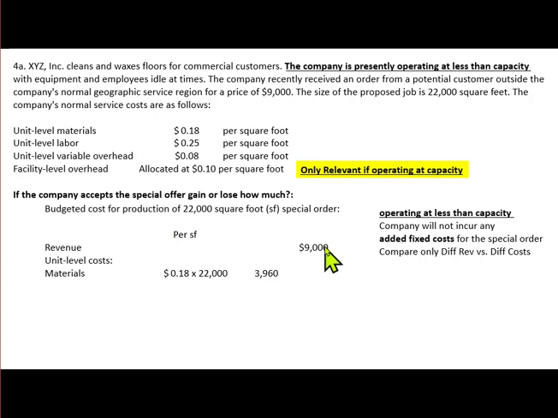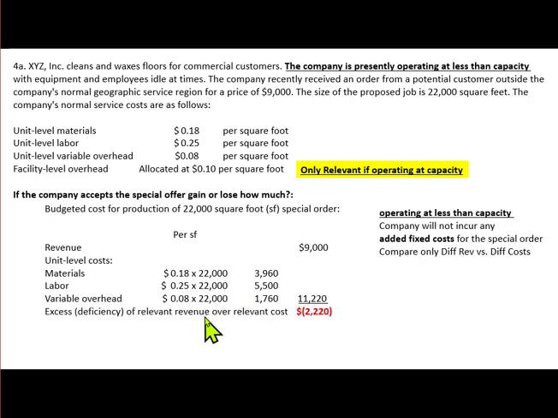And now we're going to look at the differential cost of this job, which the first one was material, at 18 cents a square foot times 22,000 square feet, or $3,960. Next would be the labor, at 25 cents a square foot times 22,000 square feet, $5,500. And then the variable overhead, at 8 cents a square foot times 22,000 square feet, $1,760. The total variable costs that are differential costs are $11,220.